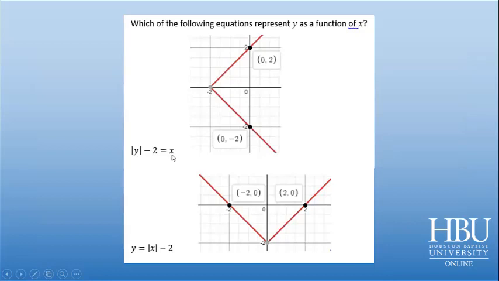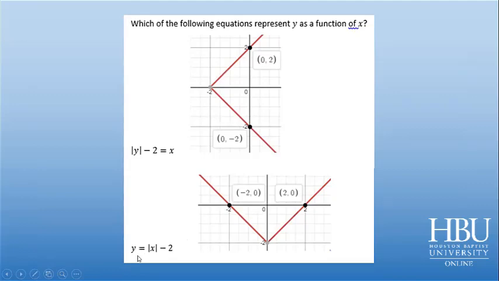If x is 0, y could either be 2 or negative 2, because the absolute value of 2 is 2, and 2 minus 2 is 0. The absolute value of negative 2 is also 2, and 2 minus 2 is 0. We have the same input, 0, matched with two different outputs, negative 2 and 2. We have 2 points on the same vertical line. So this equation does not represent y as a function of x.